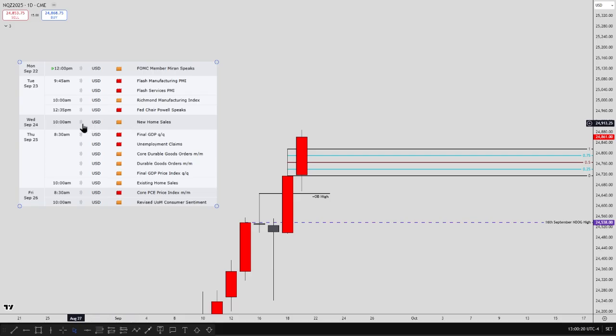Wednesday, we've got new home sales. This is an important one for the economy, but it doesn't really have a huge volatility spike on anything. Thursday, we've got a lot of stuff on 8:30. Mainly the unemployment claims will be the main driver here. So that's a good day to be trading. Friday will also be a good day to be trading because we've got core price index.